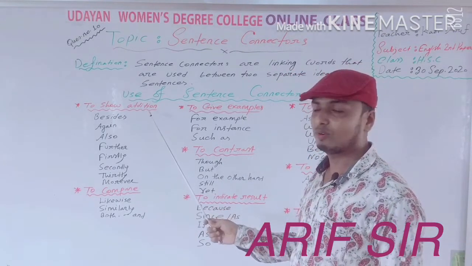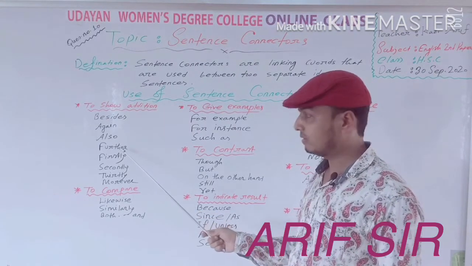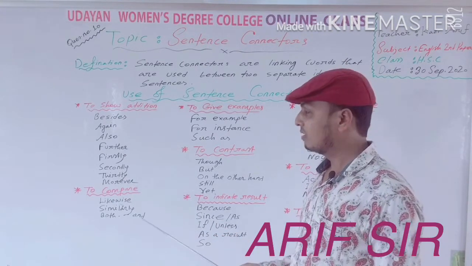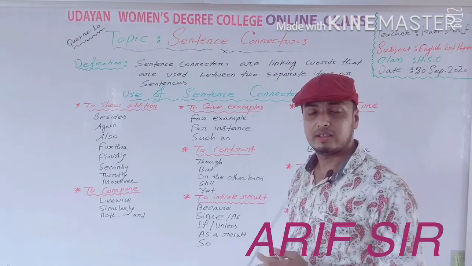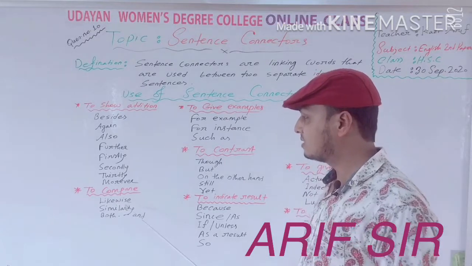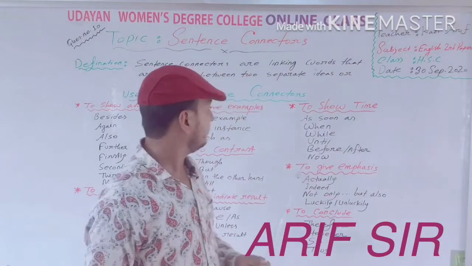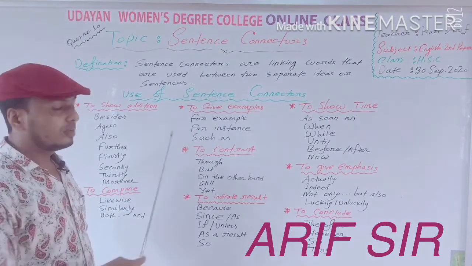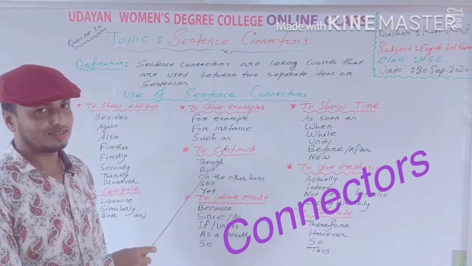To show addition, we can use in that gap besides, again, also, further, firstly, secondly, thirdly, or moreover. Okay, next, to compare. To compare any things between two persons, two things, two places, we can use likewise, similarly, or both, and. Students, look next, to give example. Okay, to give example we can use for example, for instance, such as.